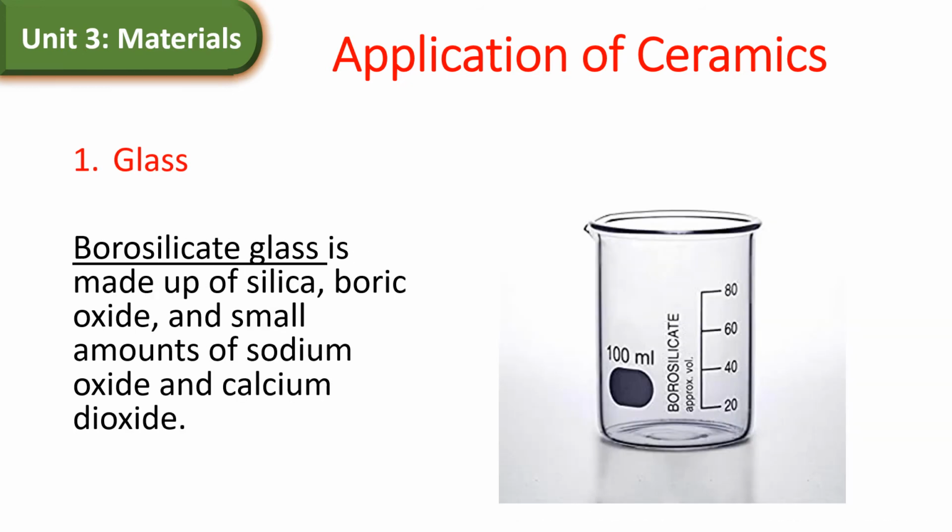The second type of glass is borosilicate glass. This kind of glass is used for heating or for microwave purposes. It still consists of silica, boric oxide, and small amounts of sodium oxide and calcium oxide.